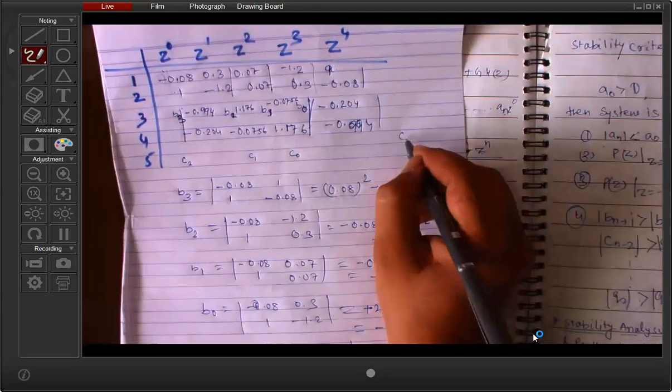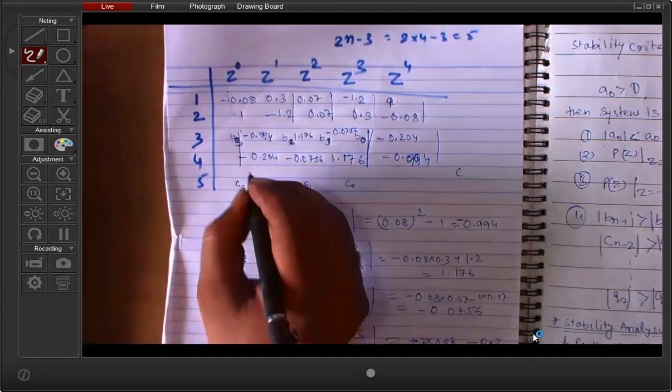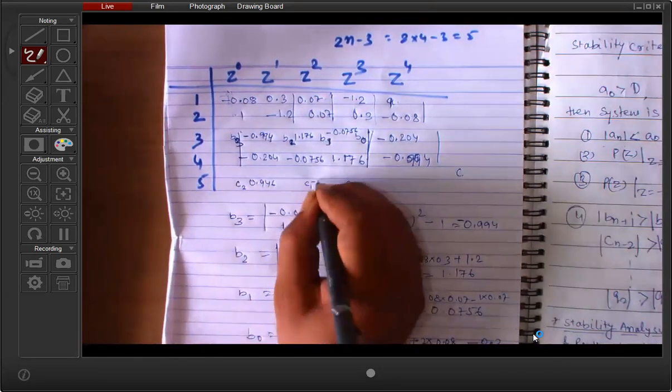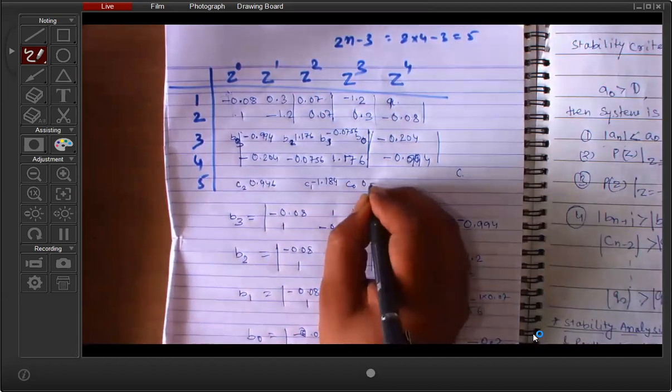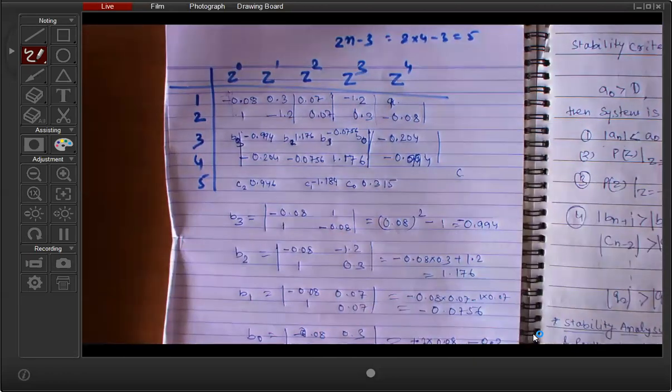So C0 is equal to 0.994 and 1.176, so 0.946 minus 1.184, which is 0.315. Okay, any doubt?